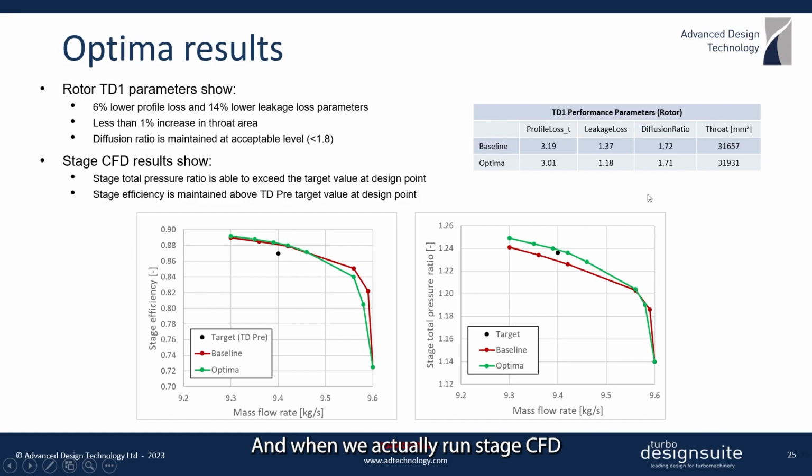And when we actually run stage CFD with the new rotor, what we find is a notable improvement in the stage total pressure ratio, such that it's now able to exceed the target value at the design point. And at the same time, the stage efficiency is also maintained well above the TD1 prediction.